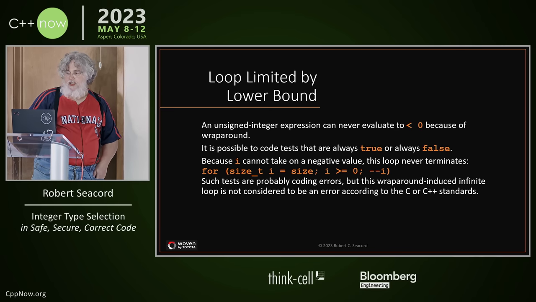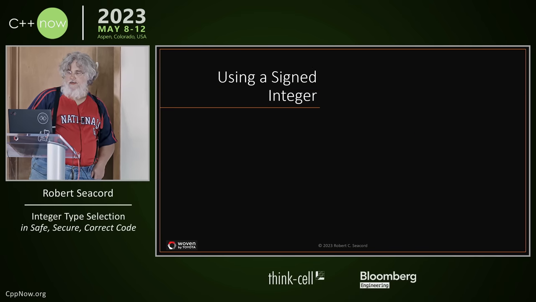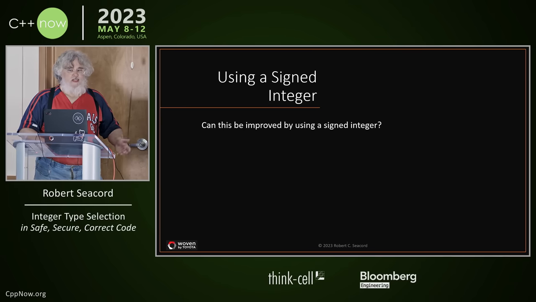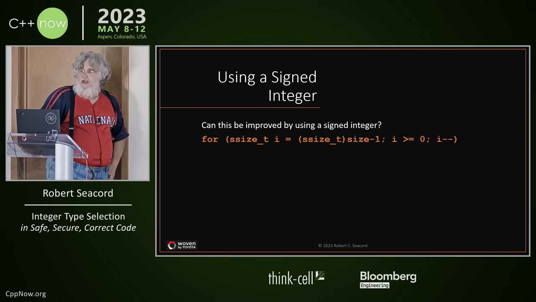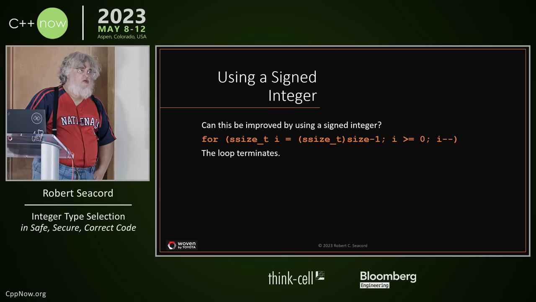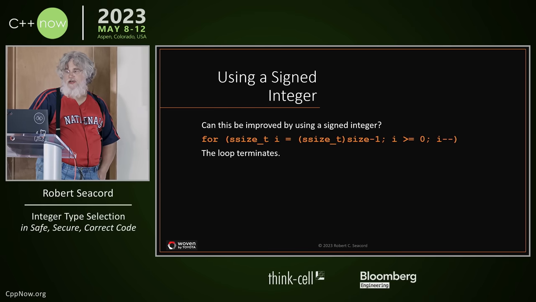Okay, so I've said all that, I believe. So can we make that loop better by using a signed integer type? Here we use size_t, and I'm going to cast size minus one to the signed type. The first thing you can say about this loop is it's definitely going to terminate, right?